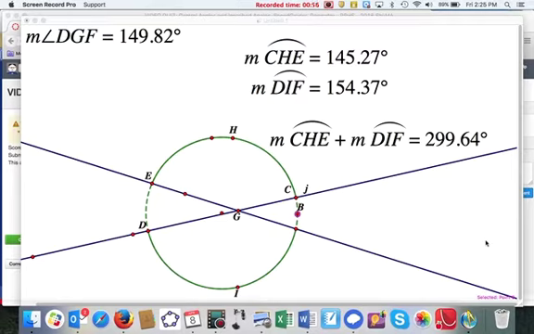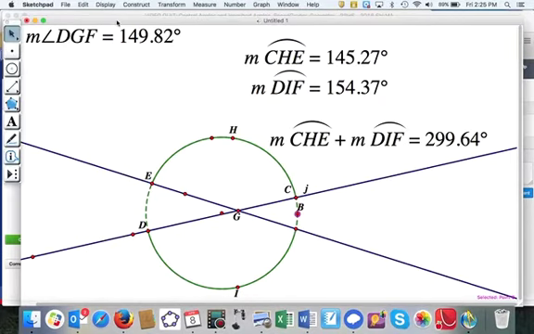And so your explore activity in this lesson is wanting you to use geometry software like what we have on the screen and measure angle DGF, which I have here, measure arc CHE, measure arc DIF, and add those two arcs together. So here's angle DGF. DGF for some reason isn't labeled. Let's label it. And its measure is this 149.82.